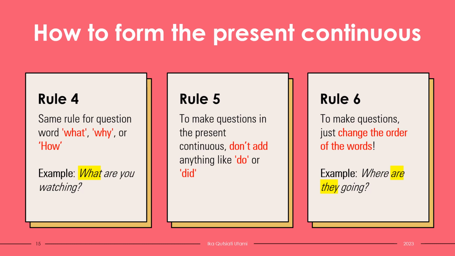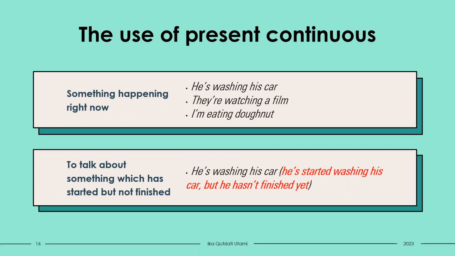So now you know how to form sentences and questions with the present continuous. But how do you use it? One use is for something happening right now. So we use the present continuous to talk about something happening right now. This is the most basic use of the present continuous tense. Just like he is washing his car, they are watching a film. These sentences are talking about something which is happening at this moment.